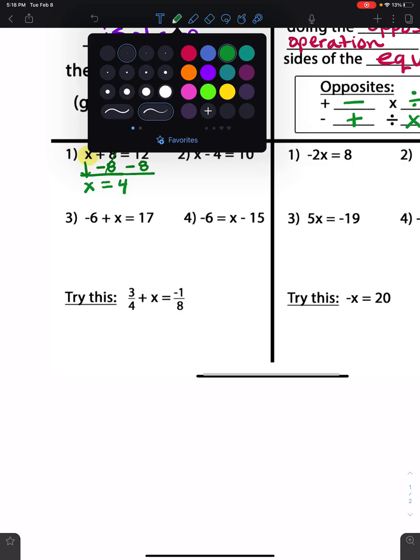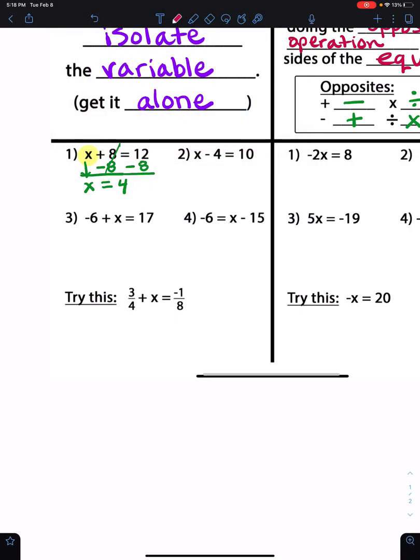When I say that we're doing it to both sides of the equation, you can think of the equal sign as the middle of the equation. If we're going to subtract 8 from the left side of the equal sign, then you also have to subtract 8 from the other side of the equal sign to make it balanced.